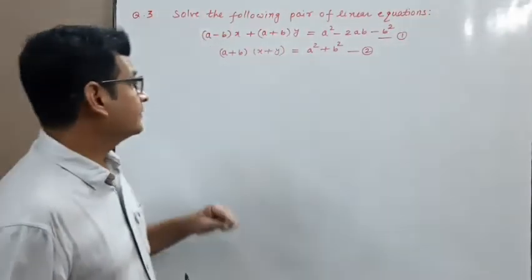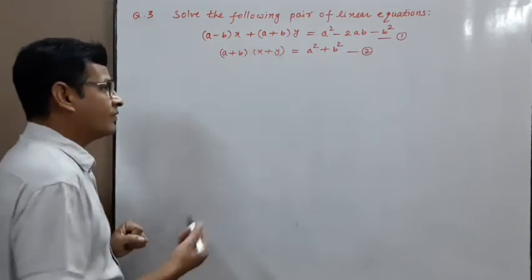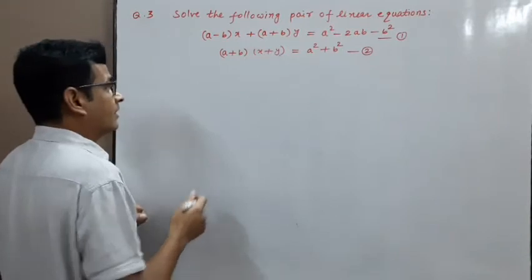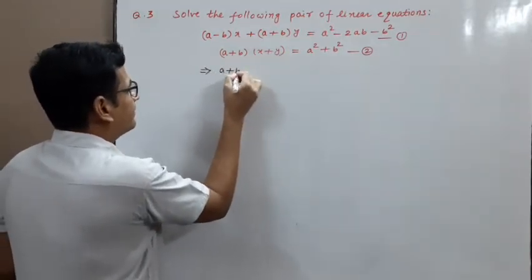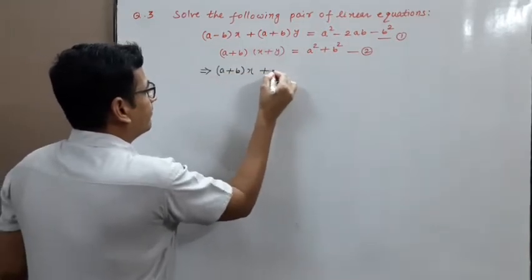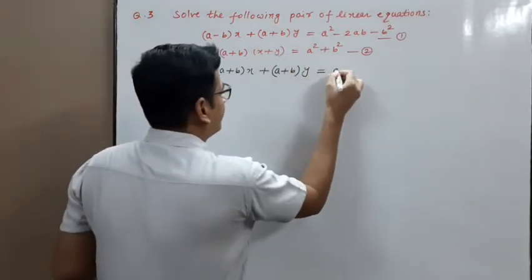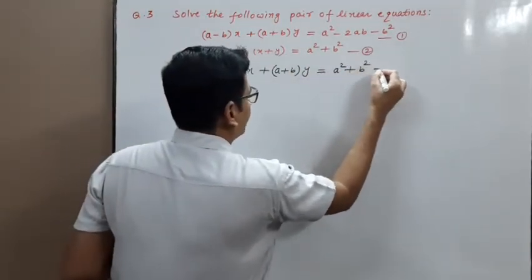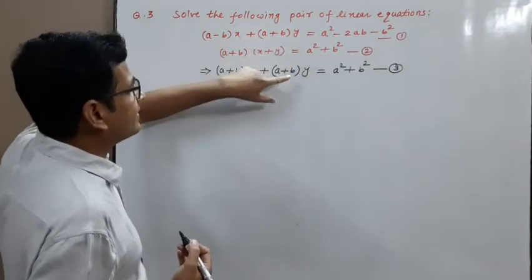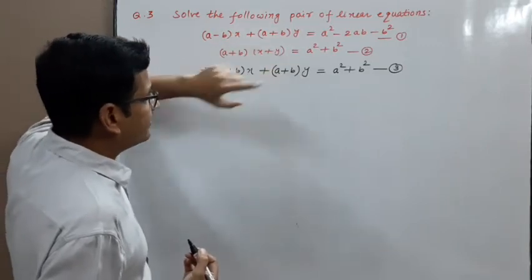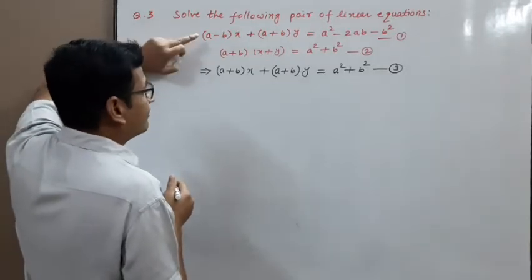Next problem. Solve the following pair of linear equations, this and this. Call them equations 1 and 2. First simplify equation 2. We can write a plus b into x plus a plus b into y is equal to a square plus b square. Call it equation number 3. Coefficient of y in both the equations are the same. When we subtract, this term will be cancelled and we easily get the value of x. So now subtract equation 3 from 1.